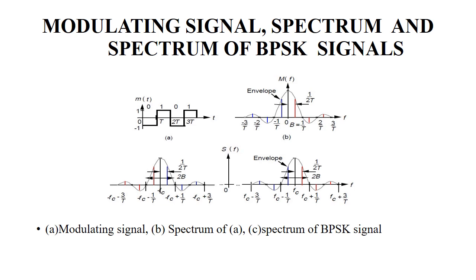Here are the modulating signal spectrum and the spectrum of the BPSK signal. It changes according to the time value, that is when the time value is minus 1 by T it will increase, and when the time value is minus 2 by 2 it will increase. Comparing to the binary sequence value, the waveform changes according to the envelope of the equation.